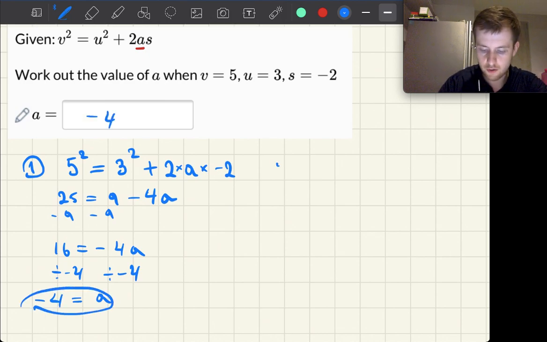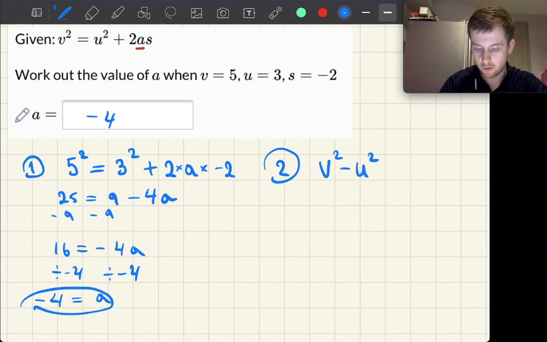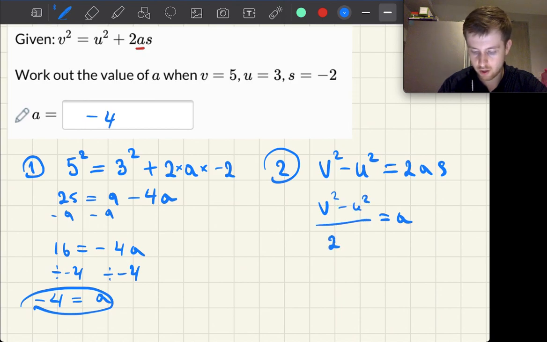Right? Or the other way to do this is we could make a the subject. So this would be another way. Without substituting the values first, we could manipulate the formula a little bit by moving u to the left first of all. So we will get v squared minus u squared equals 2as. And then we can divide both sides by 2s. We would get a equals v squared minus u squared divided by 2s. So we make a the subject in this case.